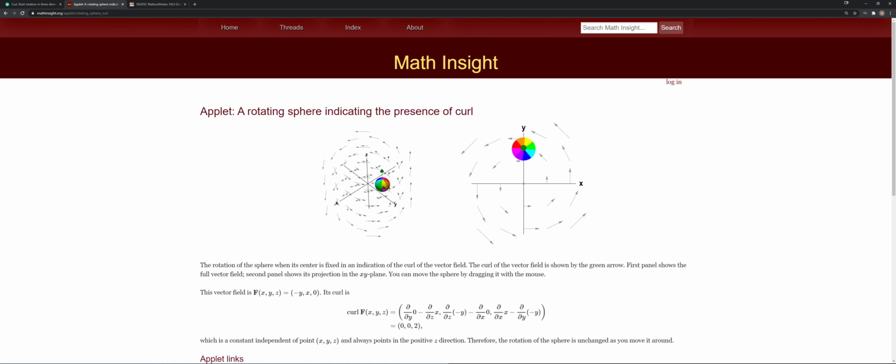Curl is defined at any point. So if you consider some other point over here, you would also have a similar rotation. The curl over here is constant, and that's because of what this vector field is. So if you move to any point in this three-dimensional space, you'd always have the same sort of rotation, provided the axis is pointing vertically, in the k direction.